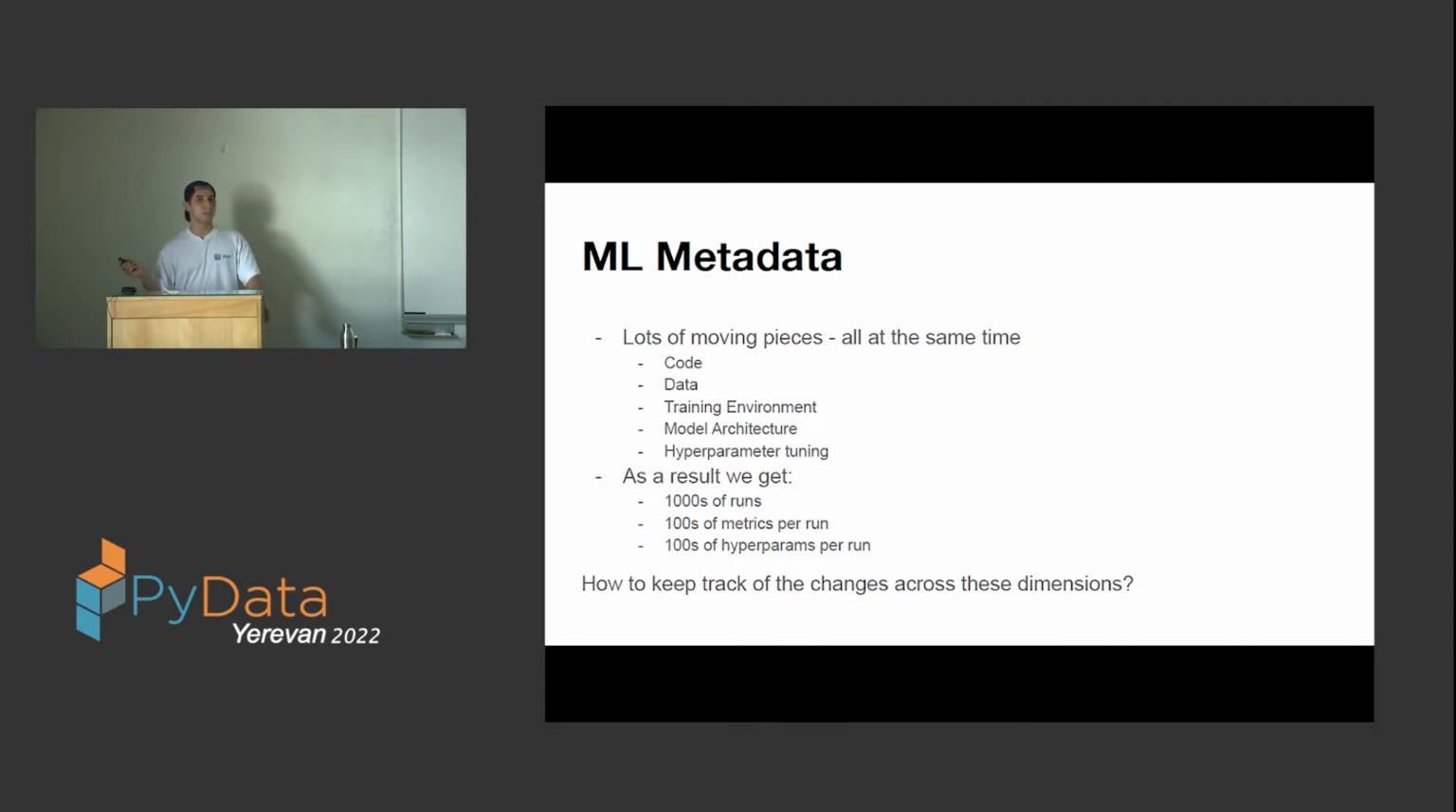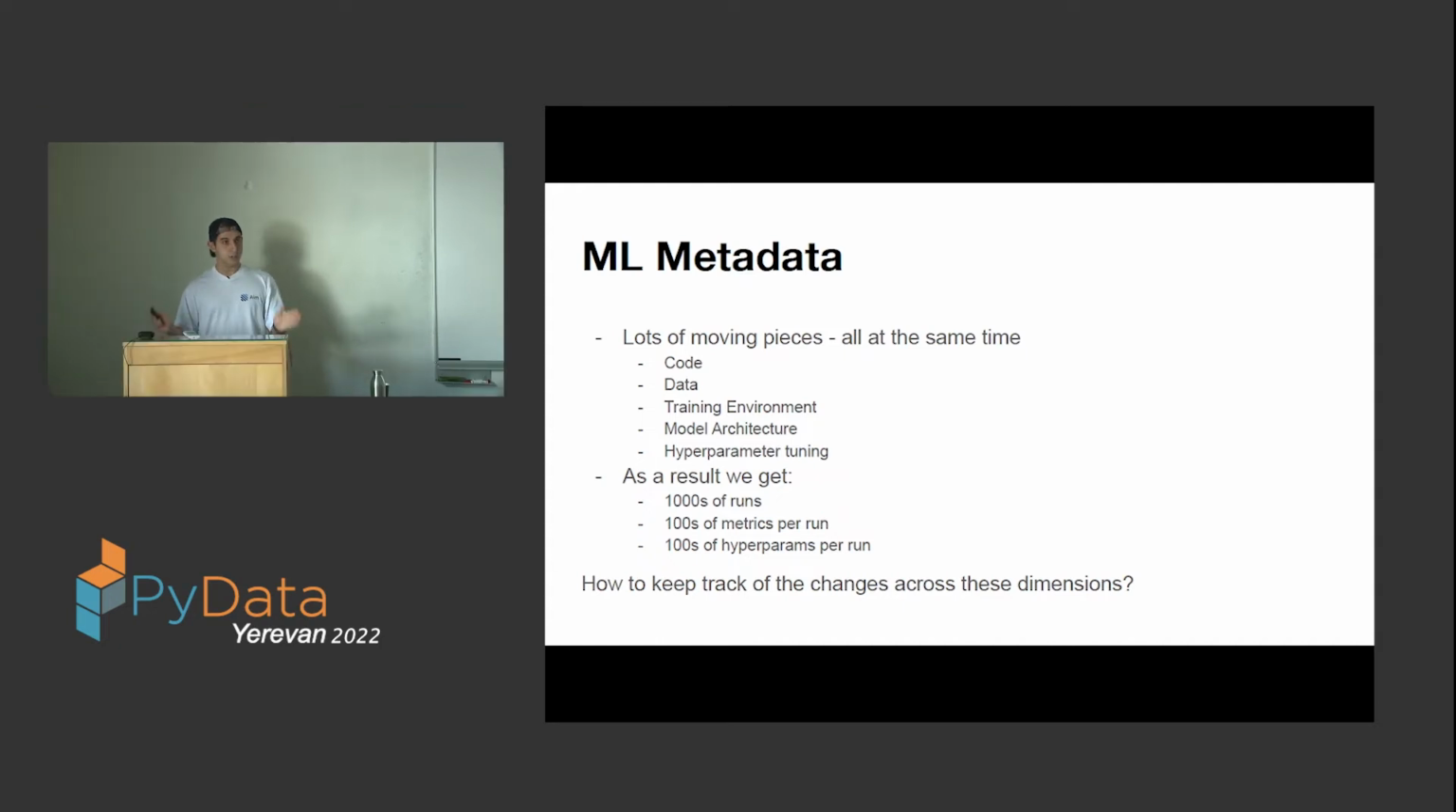Hyperparameter tuning is a description of change by itself. As a result, we get thousands of training runs, hundreds of metrics per run, hundreds of hyperparameters per run. So this introduces a large amount of dimensionality to just a small part of the process, which is just training the models. We're just talking about training the models and nothing else at this stage. So how you keep track of these changes, that's where ML metadata comes in. This is all a description of a type of ML metadata.